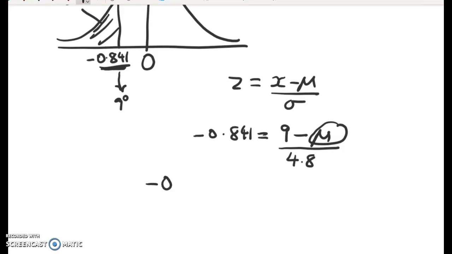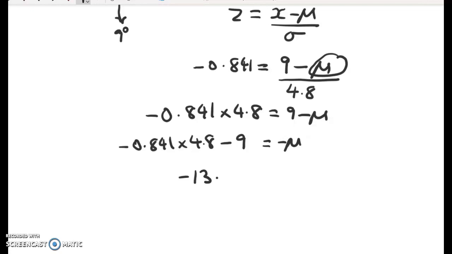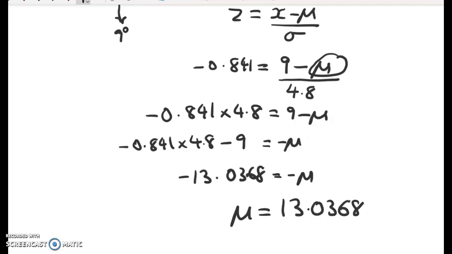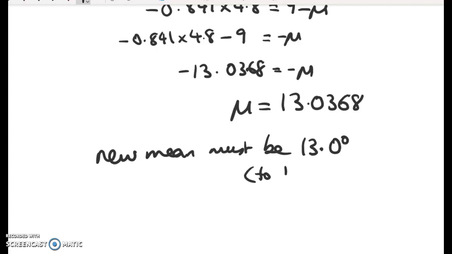So just multiplying both sides through gives us this. Now I'm going to subtract 9 from both sides. So we get negative 0.841 times 4.8 minus 9 is equal to negative mu. That gives me negative 13.030368 is negative mu. So mu is equal to 13.0368. So the new mean must be 13.0 degrees to 1 dp.